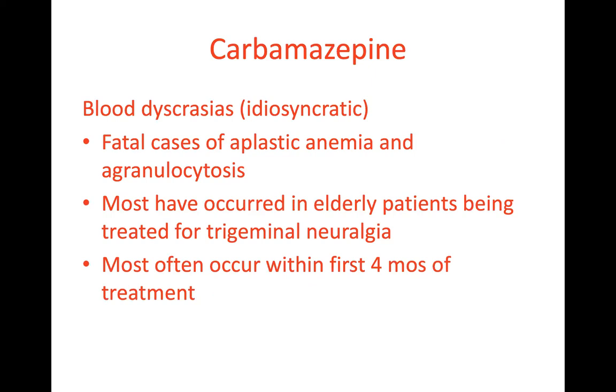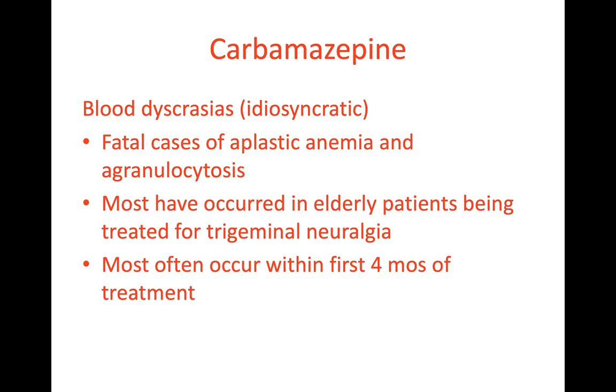One of the biggest concerns we have with carbamazepine is idiosyncratic reactions. What I'm referring to is that basically it can occur at any dose. Typically, people talk about idiosyncratic being associated with the immune system, but there have been blood dyscrasias. When I say blood dyscrasias, those are blood disorders that occur. And what we've seen is that there have been some fatal cases of aplastic anemia and agranulocytosis. So that is something we need to watch out for.